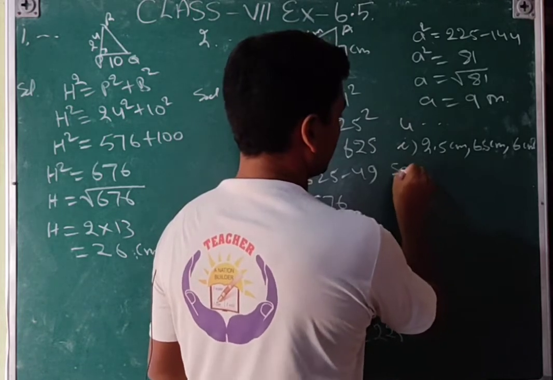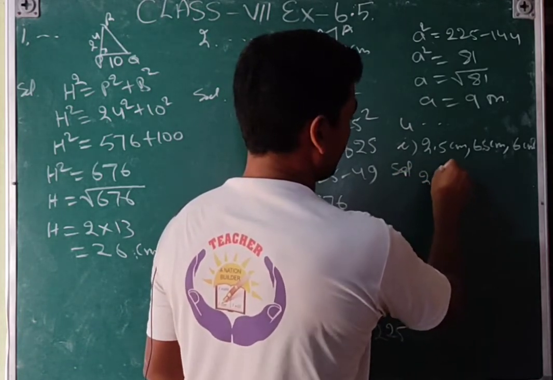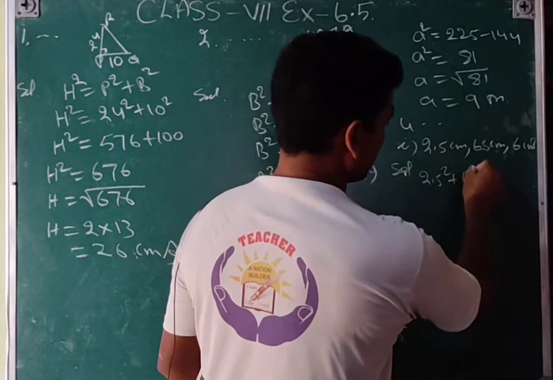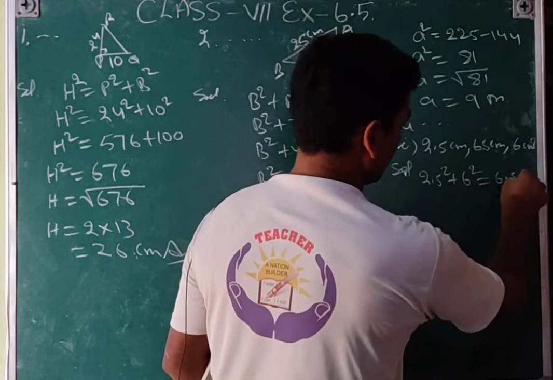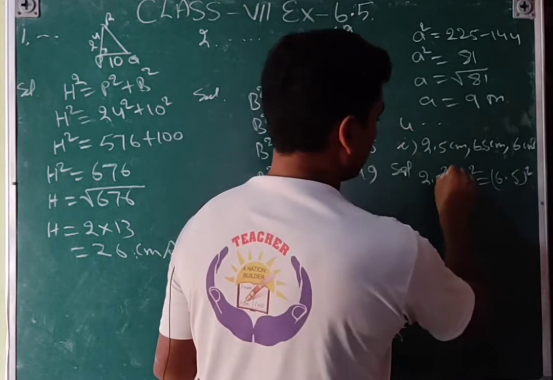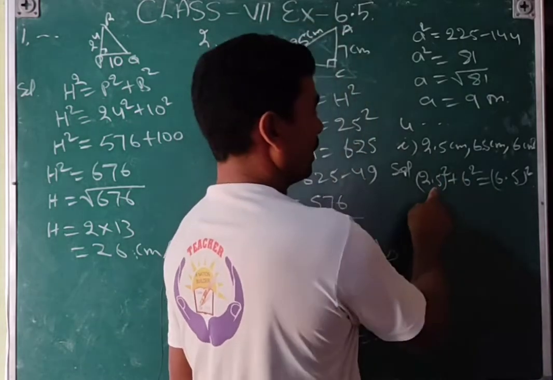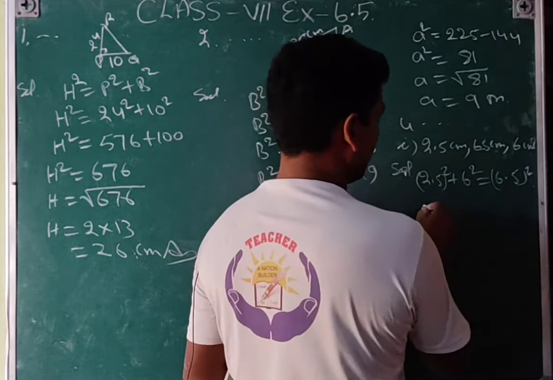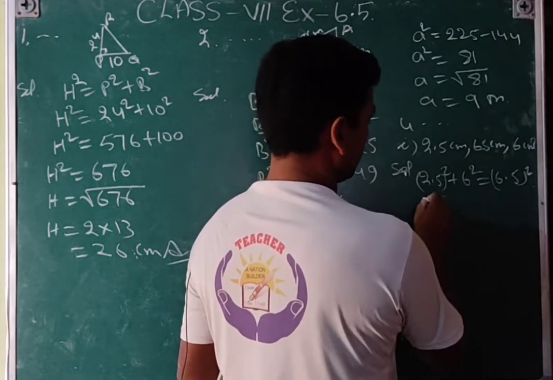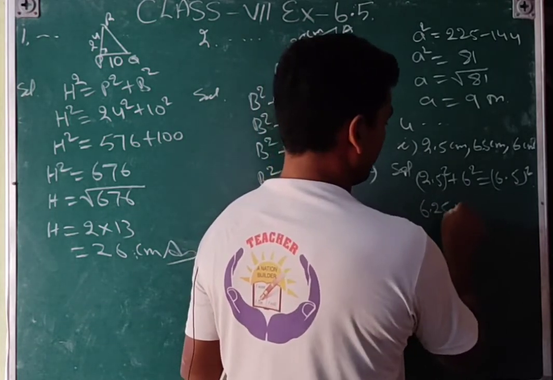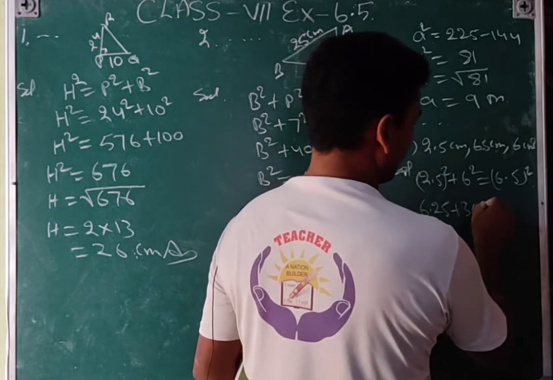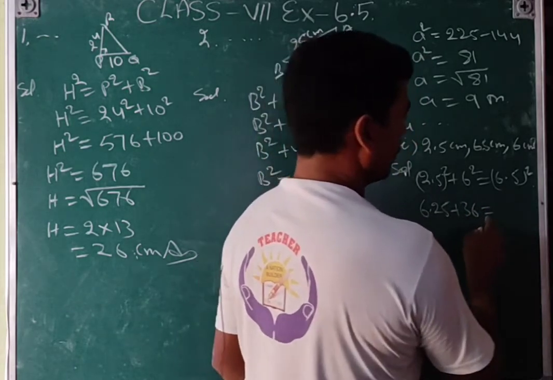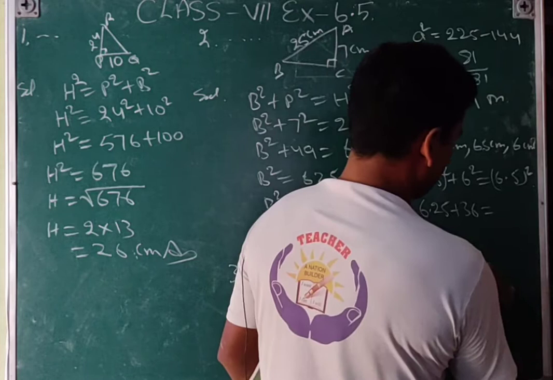That will be the solution. 2.5 square plus 6 square is equal to 6.5 square, like this. It means in plus we will take the smaller number. Okay, so 2.5 squared means 6.25 plus 6 squared is 36 is equal to 6.5 multiplied by 6.5.